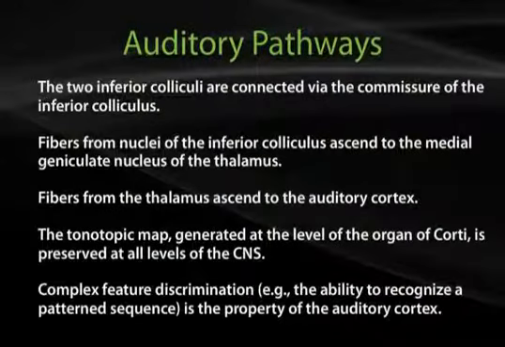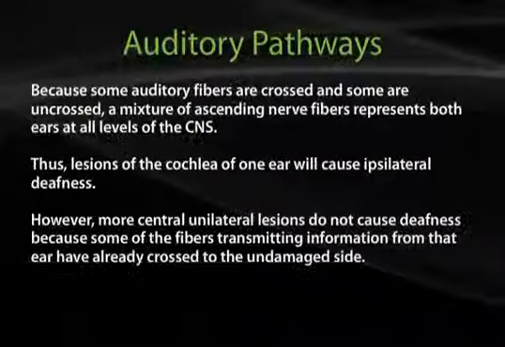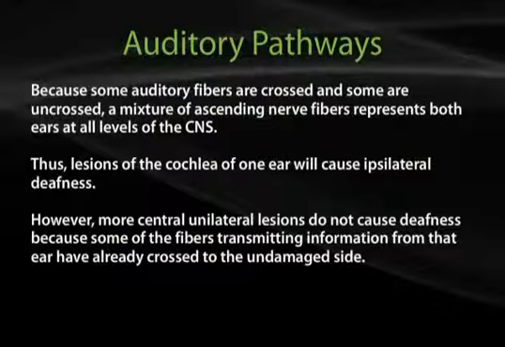Inferior colliculi are connected via the commissure of the inferior colliculus. Fibers from the nuclei of the inferior colliculus ascend to the medial geniculate nucleus of the thalamus. Fibers from the thalamus ascend to the auditory cortex. The tonotopic map generated at the level of the organ of Corti is preserved at all levels of the central nervous system. Complex feature discrimination, such as the ability to recognize a patterned sequence, is the property of the auditory cortex. Some auditory fibers are crossed and some are uncrossed.